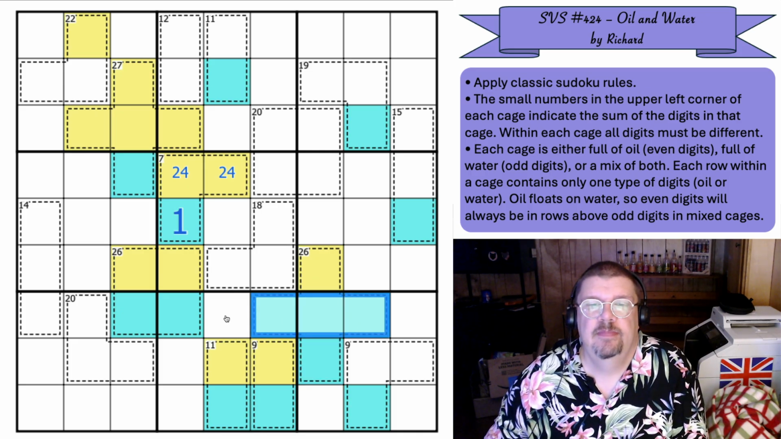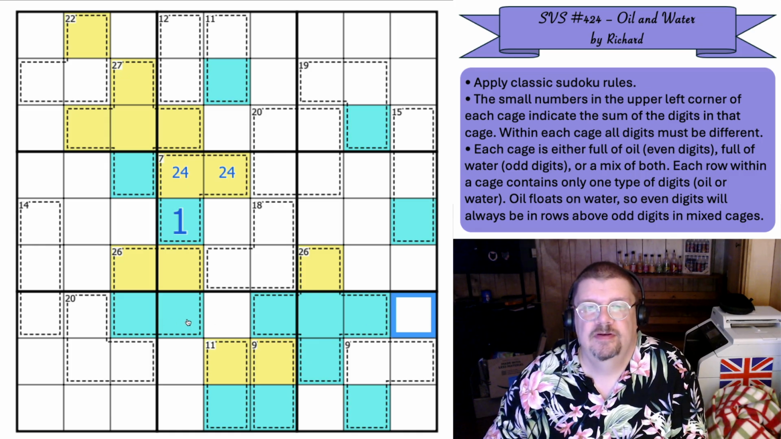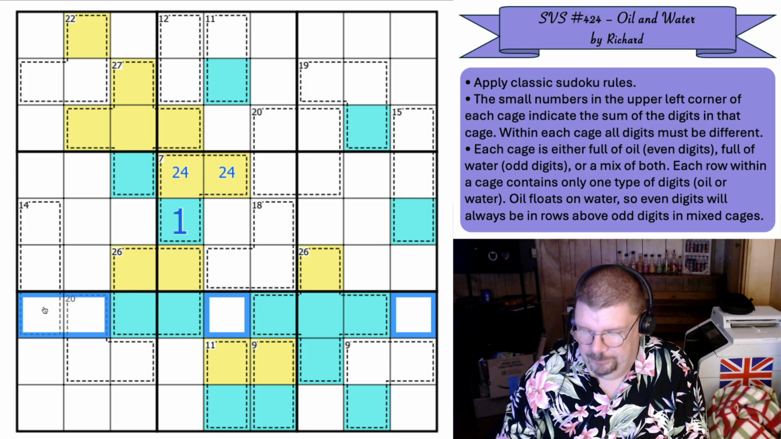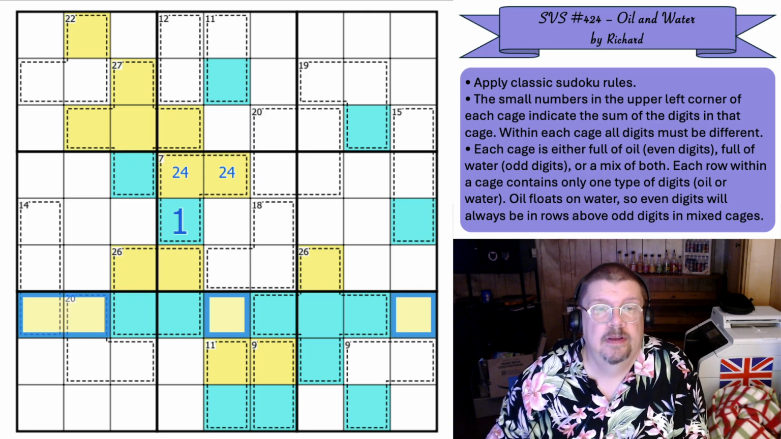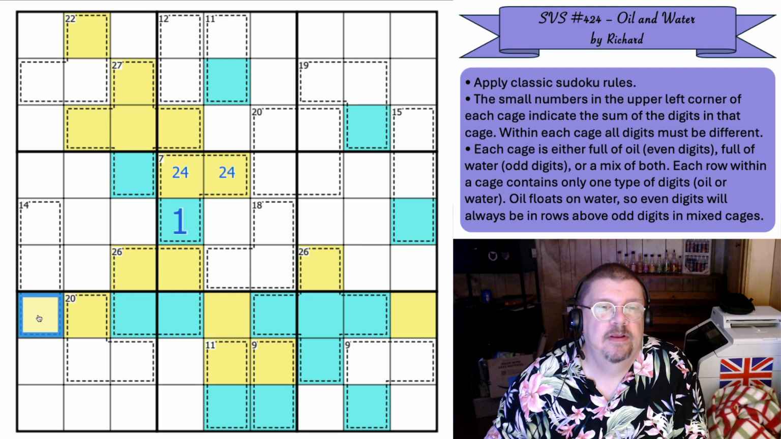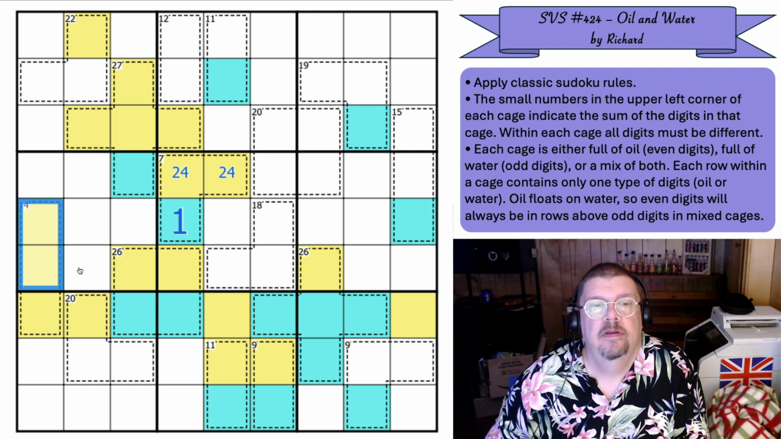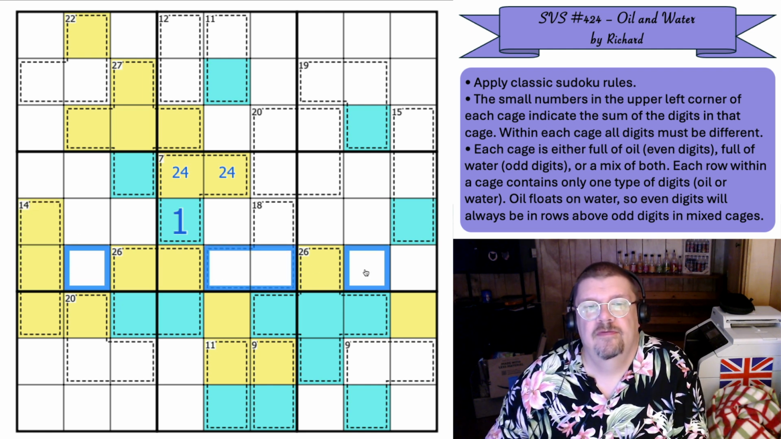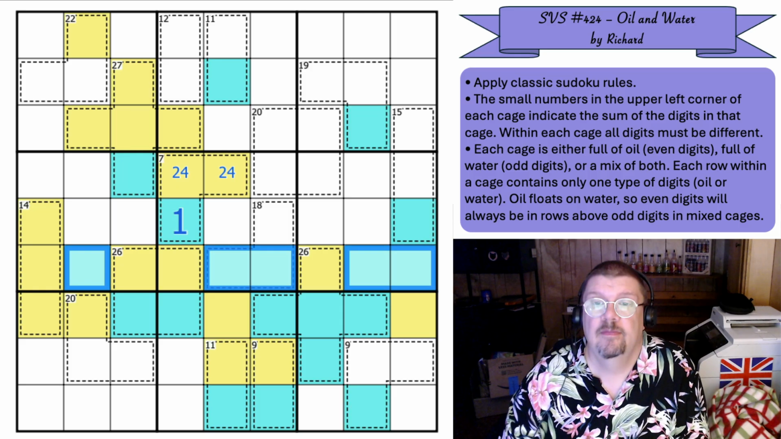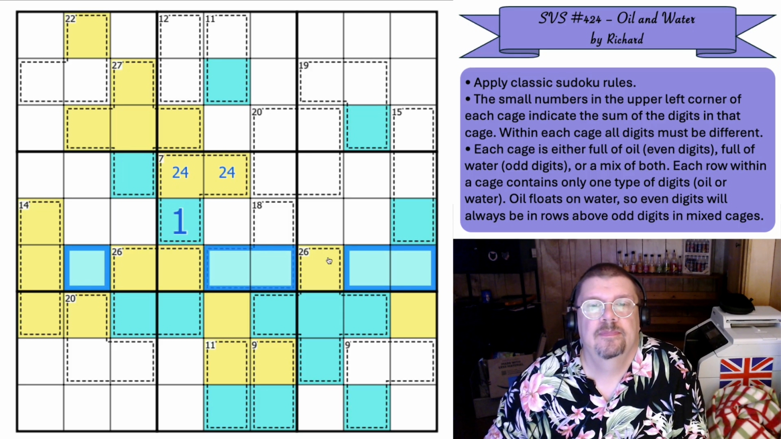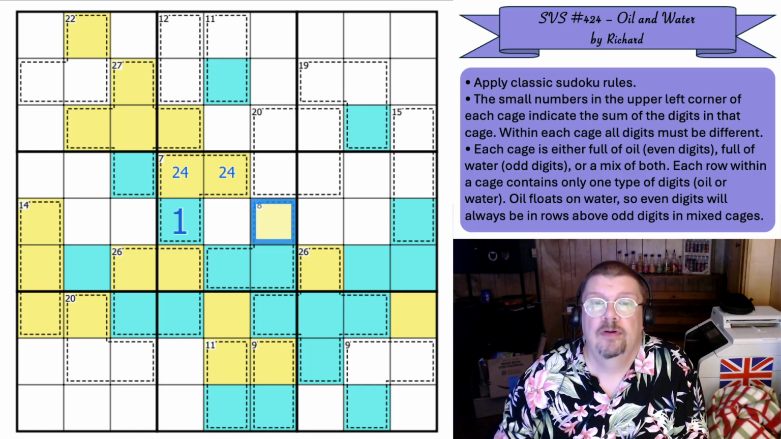Now that's handy because I now have 5 odd digits in this row. So the rest of them must be even. There we go. And now, because oil floats on water, these two digits must be oil. That gives us all 4 of our even digits in this row, so we can mark those as odd. Those are 2 odd digits which make an even sum, so this one must be even and oil.